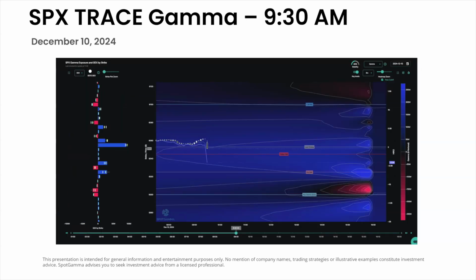The TRACE gamma heat map at the open at 9:30 a.m. Eastern Time showed positive gamma notional, that's a blue shading, from just below the 6025 put wall up to the 6100 call wall. Positive market maker gamma notional is indicative of lower expected volatility. There were pockets of negative market maker gamma notional, that's a red shading, below the put wall and above the call wall. Negative market maker gamma notional is indicative of higher expected volatility.